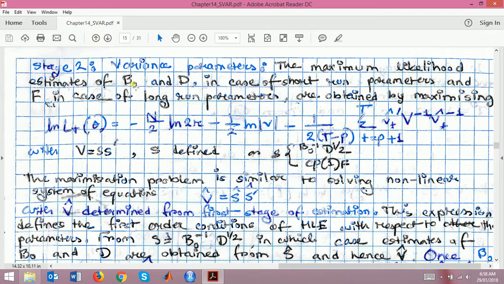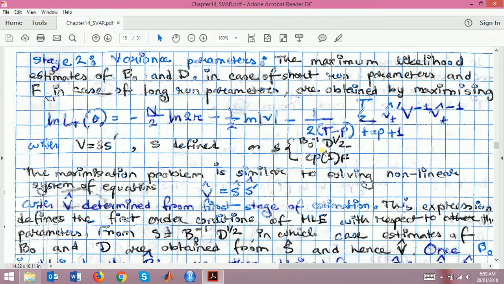These are the parameters of MLE, and beta naught and f in case of long run estimation. The parameter f is obtained by maximizing the reduced form equation, which is half log 2 pi, half log omega, 1 by T minus p, vv transpose divided by omega. Now v is equal to s transpose, and for short run s is root d by beta naught, for long run it is phi 1 f.